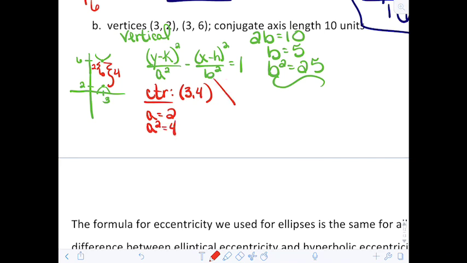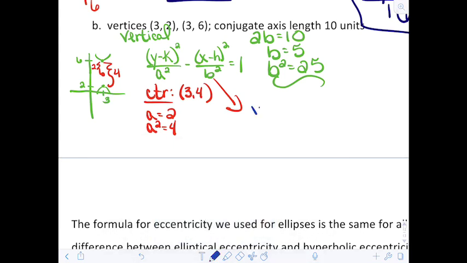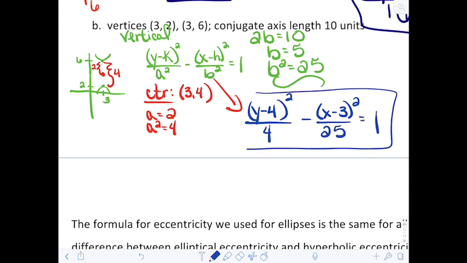Okay, so now we're going to put this all together in this equation, and we have (y minus 4) all squared over 4, which is my a squared, minus (x minus 3) all squared over b squared, which is 25, and that equals 1. And there's the equation for a hyperbola with those characteristics.